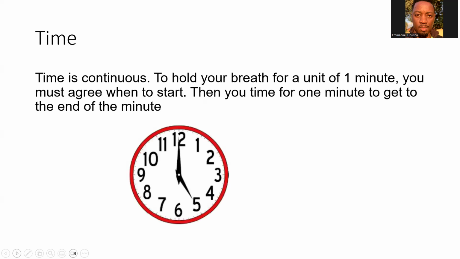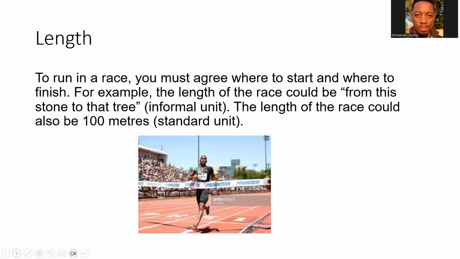So time is continuous. To hold your breath for a unit of 1 minute, you must agree when to start. Then you time for 1 minute to get to the end of the minute, right? And you can see that time is continuous. But if I'm saying now we're counting it, we're going to count it now in minutes. How many minutes were there? And remember, when I was talking about cardinality, it's all about how many. And you're doing the how many in a space which is continuous.